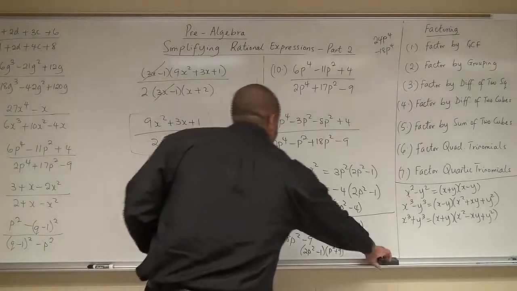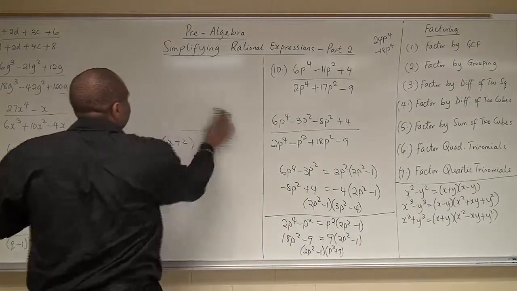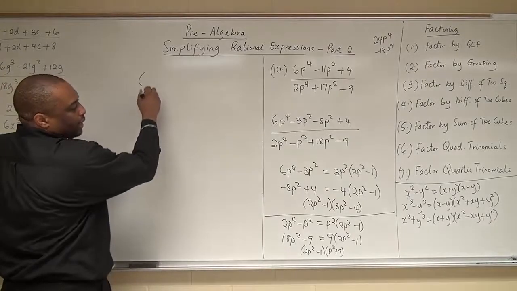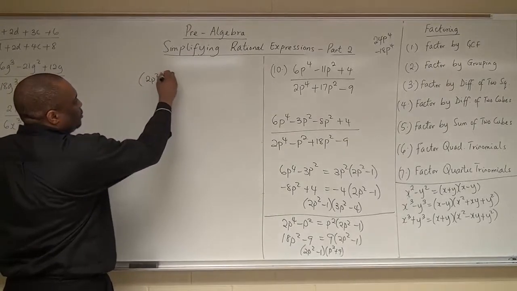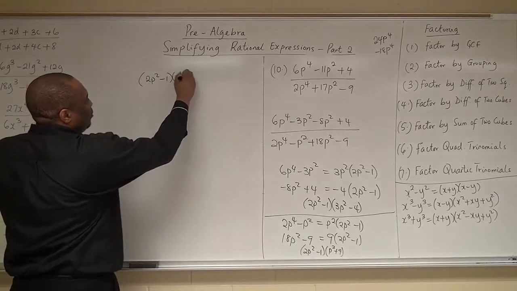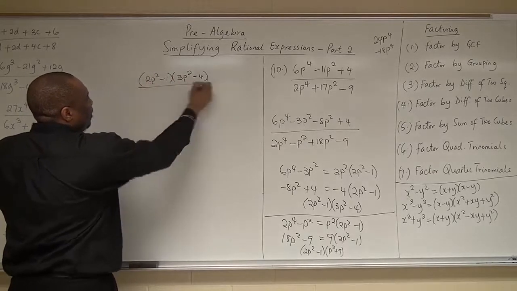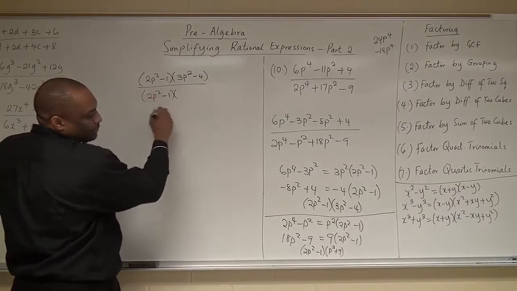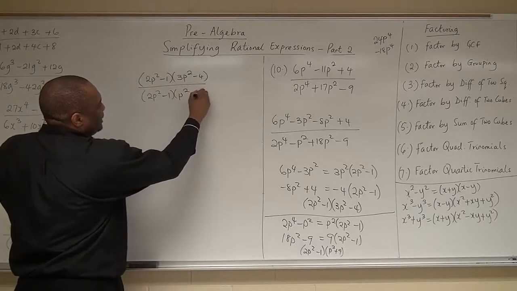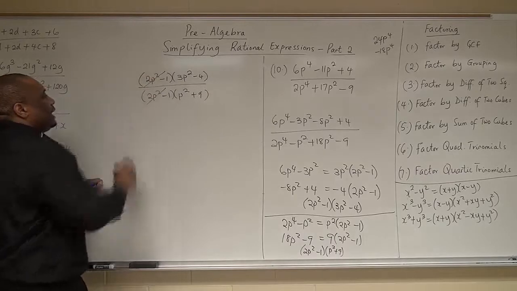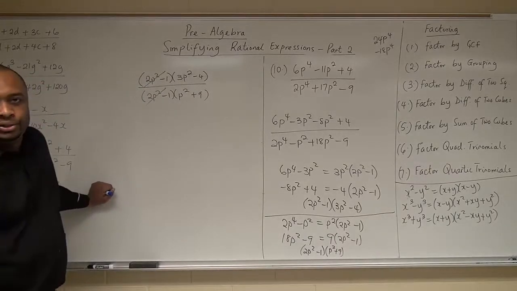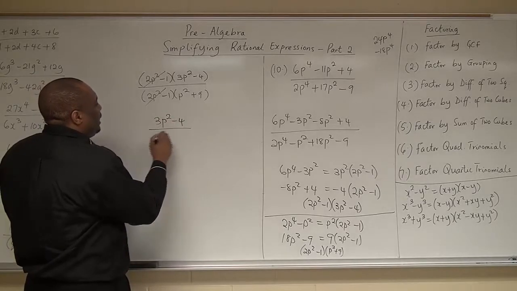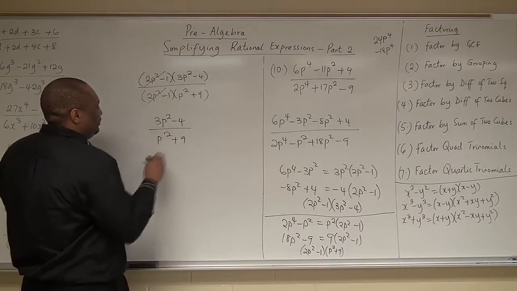Okay, let's finish this up. What we got? We now have (2p^2 - 1)(3p^2 - 4) all over (2p^2 - 1)(p^2 + 9). So this will cross out. What is remaining? (3p^2 - 4) over (p^2 + 9).